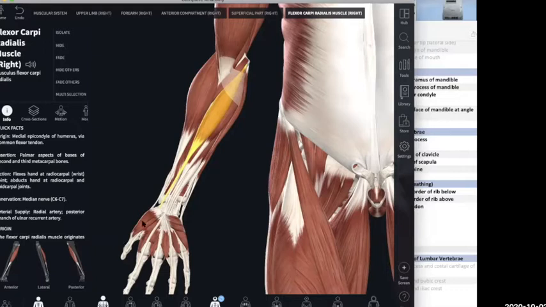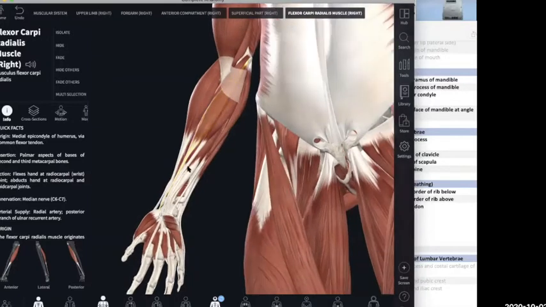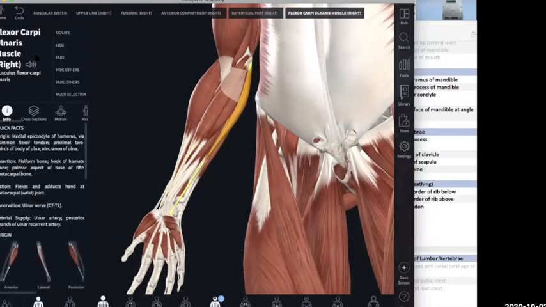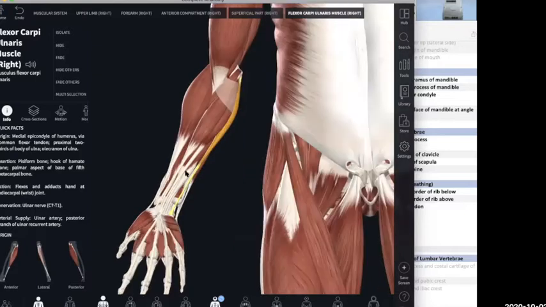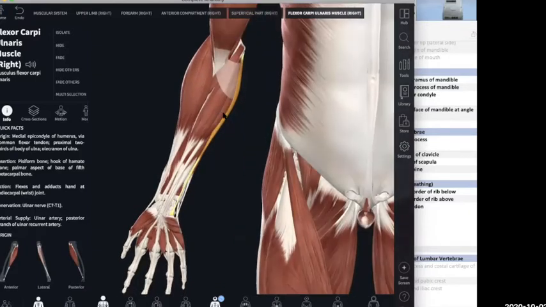Remember, your thumb and your radius are on the lateral side right here. So your flexor carpi radialis is a muscle that flexes at the wrist and is on the radial side, as opposed to your flexor carpi ulnaris, which is running alongside the ulnar bone, or pinky side, and it's also going to be flexing the wrist. Right, so these are some of your major wrist flexors.